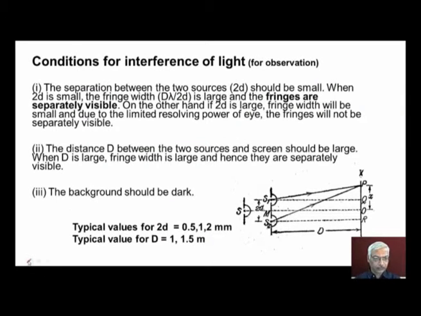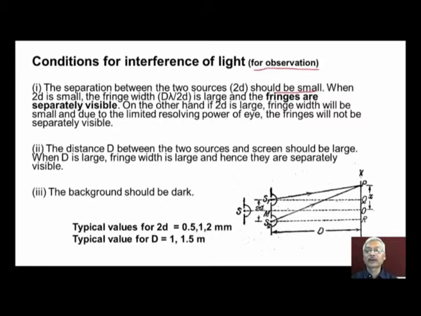Now let us study the conditions which are suitable for the interference of light. So when do we get the fringe pattern? What are the conditions suitable for getting the fringes? That we will study now. The separation between the two sources should be small.